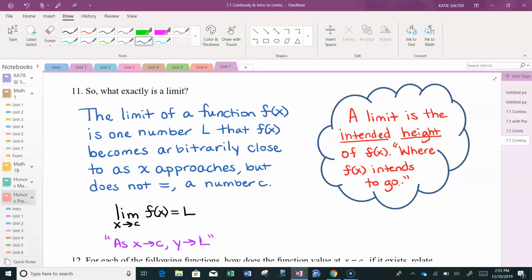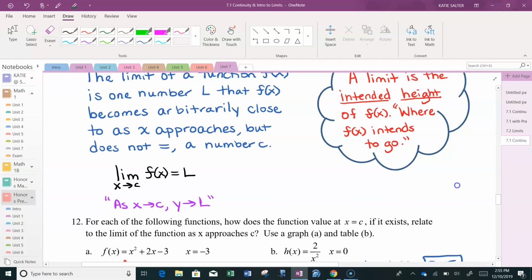Use a graph for question A and use a table to do question B. So pause the video, try these. Try the first one graphically, try the second one numerically using a table. When you're done, turn the video back on and I'll explain it to you.